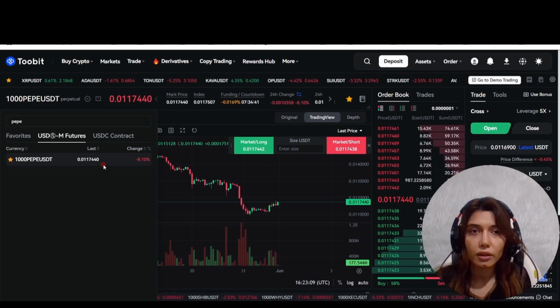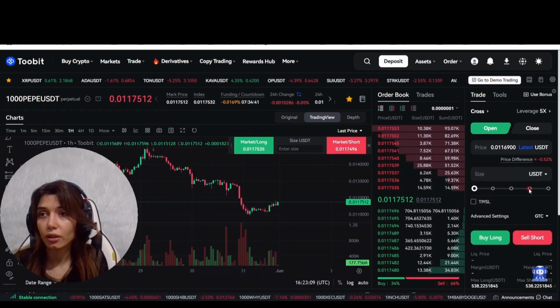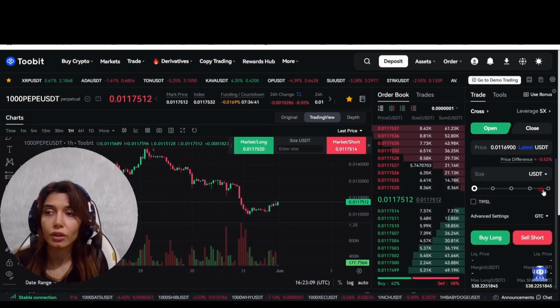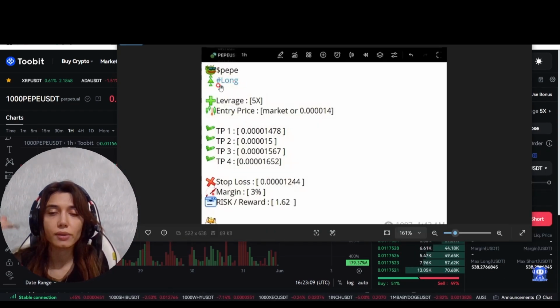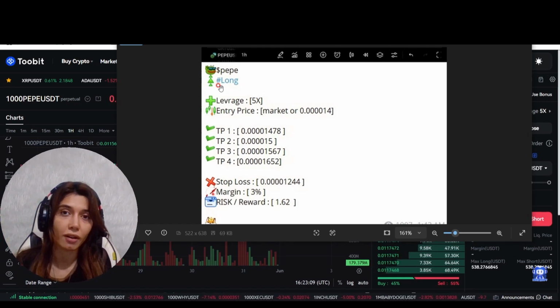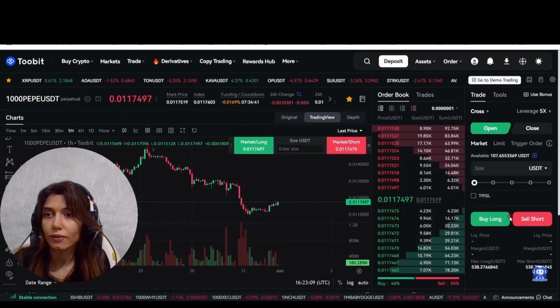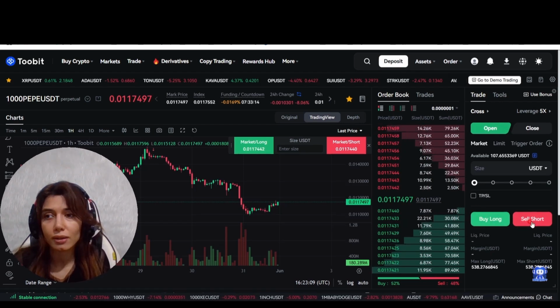So we go here and we see the charts and other information that we might use. Here on the right-hand side, we're going to open the position. How do we open it? We have long or short positions. Long means when the price goes up, I make profit. Short means when the price goes down, I make profit. If it was long, you have to click this green one. If it was short, you have to click this red one, which is buy long, sell short.